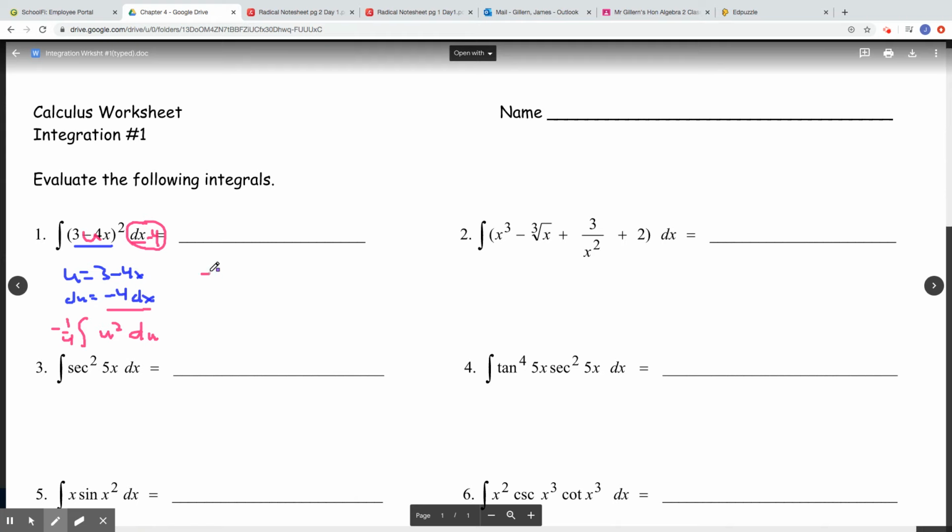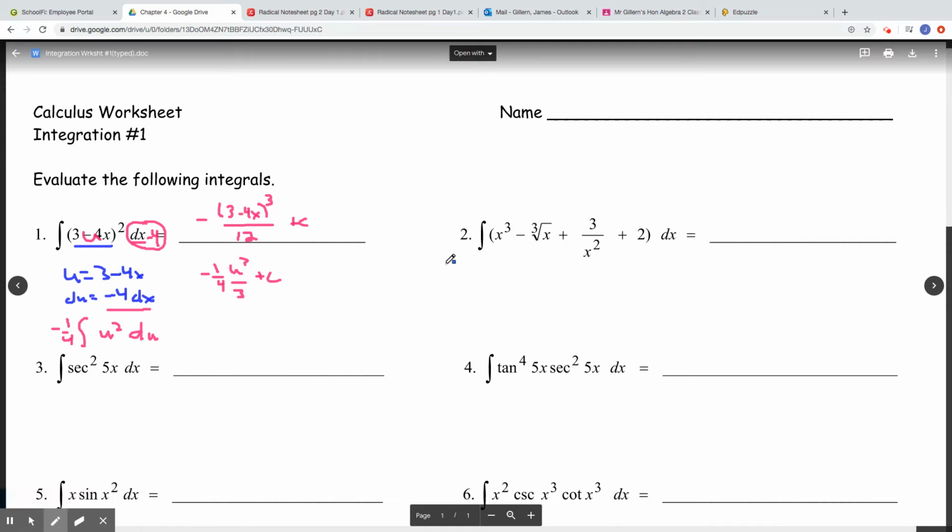We now integrate and get negative 1/4 u cubed over 3 plus c. I replace my u with 3 minus 4x, to the third power, all over 4 times 3, which is 12, plus c. All right, and there's our answer for number 1.